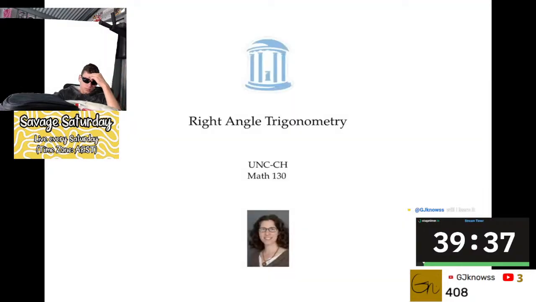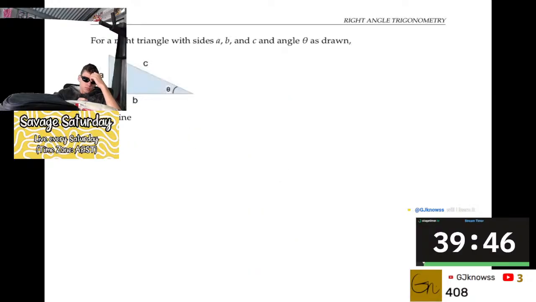This video introduces the trig functions sine, cosine, tangent, secant, cosecant, and cotangent for right triangles. For a right triangle with sides of length a, b, and c and an angle theta as drawn, we define sine of theta as the length of the opposite side over the hypotenuse. The side that's opposite to our angle theta has measure a, and the hypotenuse is this side here with measure c, so that would be a over c for this triangle.